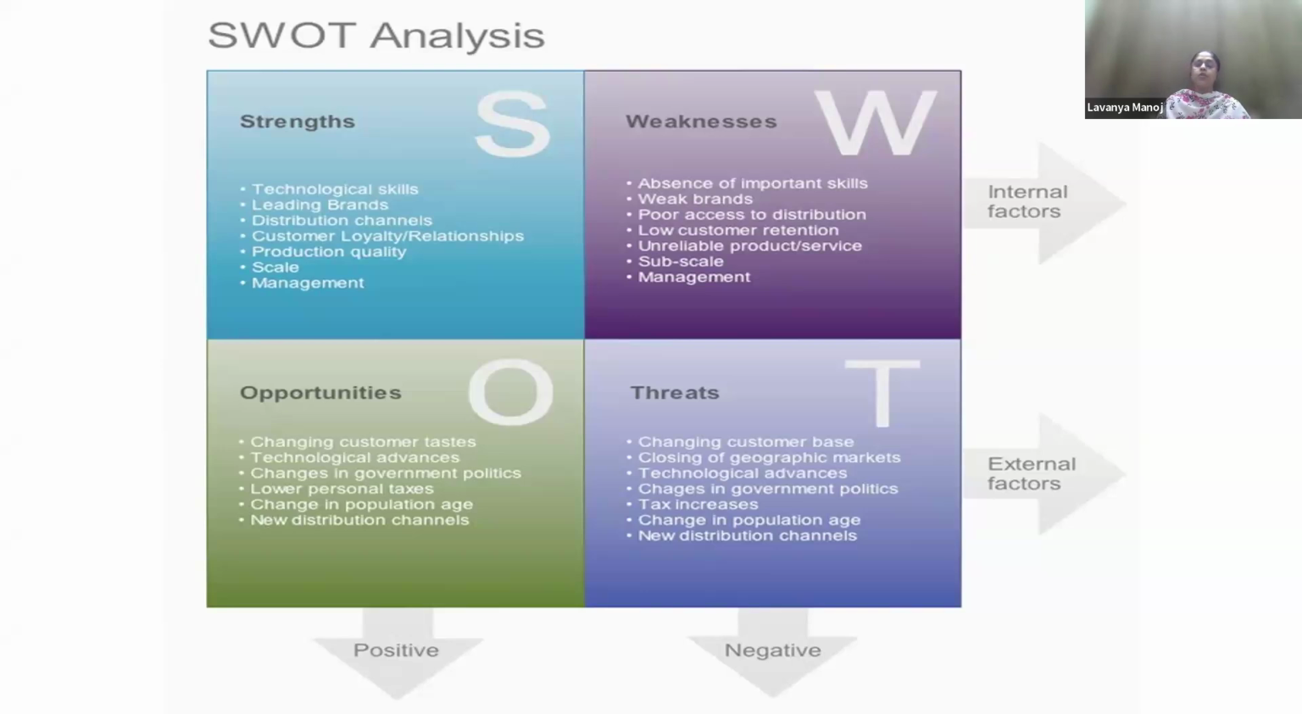So poor access to distribution, lower customer retention, failing to retain the customers and failing to retain the employees as well. So those are all weaknesses. And subscale and management. The management is having a very bad relationship with its own employees or the workers. That's considered as weakness.